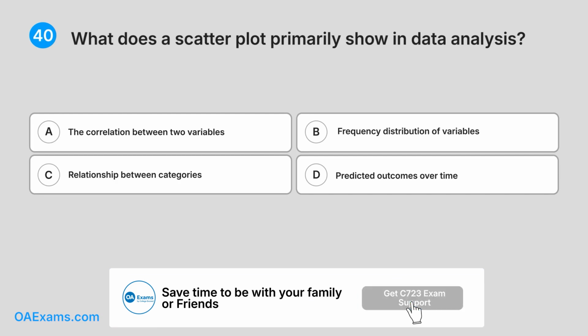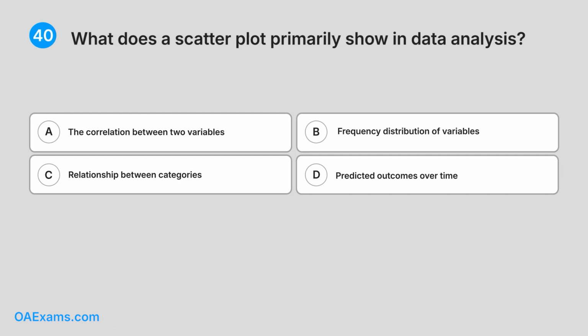40. What does a scatter plot primarily show in data analysis? A. The correlation between two variables. B. Frequency distribution of variables. C. Relationship between categories. D. Predicted outcomes over time. Can you guess the answer?